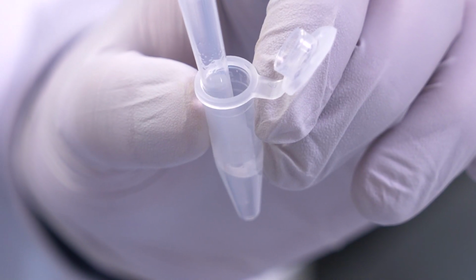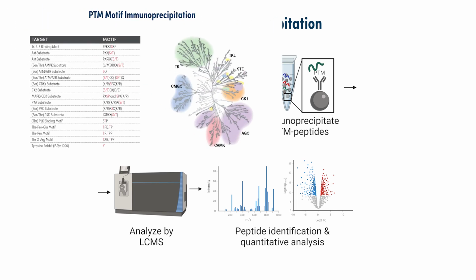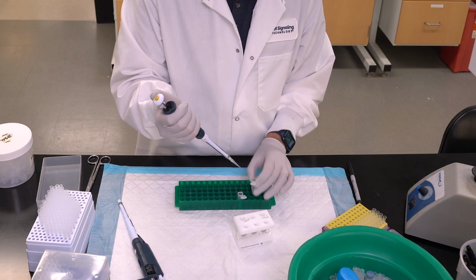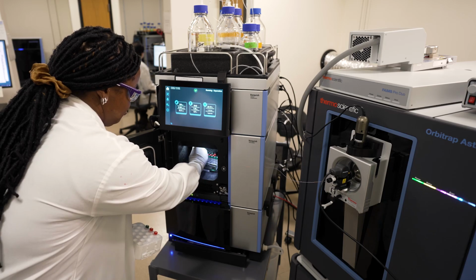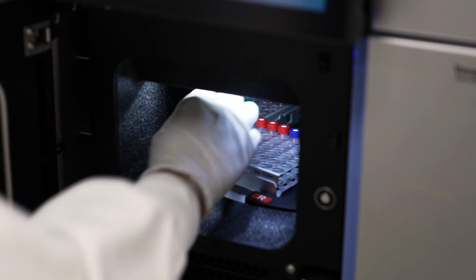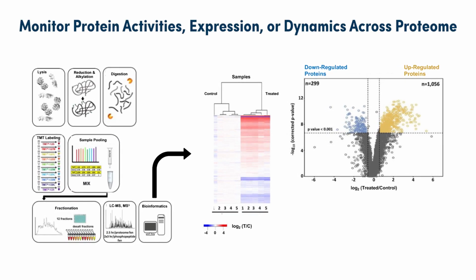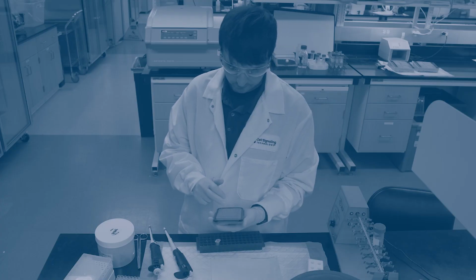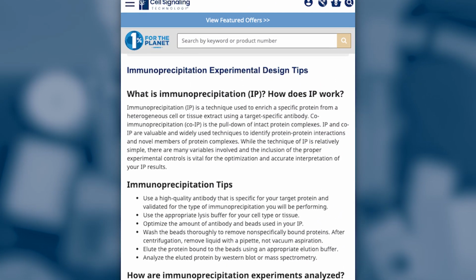Related methods not depicted in this video include co-immunoprecipitation, peptide immunoprecipitation, or motif-based enrichment. These can be used to study protein-protein interactions, protein complexes, and intracellular signaling activities. Immunoenrichment may also be used to prepare biological samples for mass spectrometry-based proteomics analysis. Rather than reading out a single protein target, these studies can monitor protein activities, expression, or dynamics across a broad portion of the proteome. These alternate methods are described in more detail on the Immunoprecipitation Experimental Design Tips webpage.